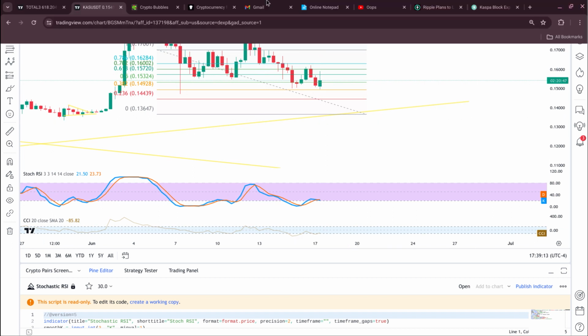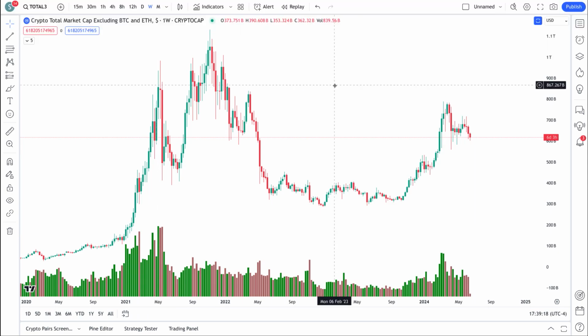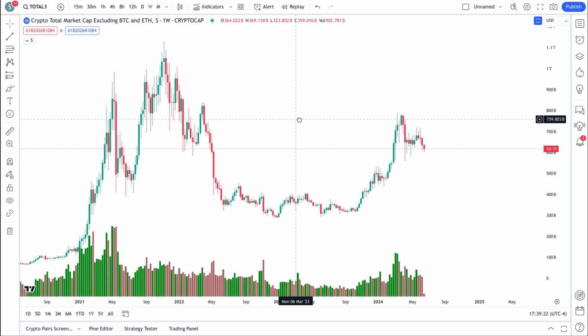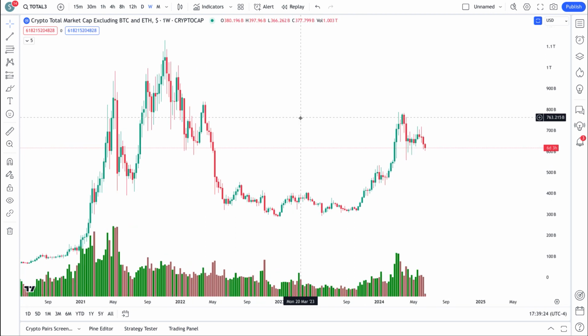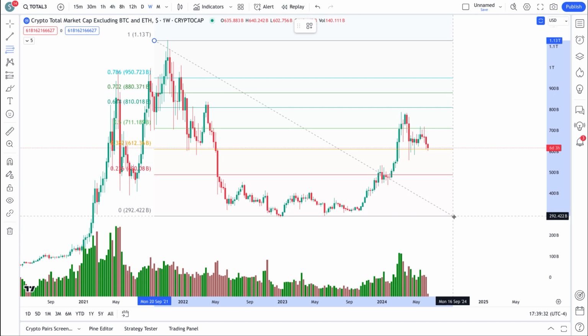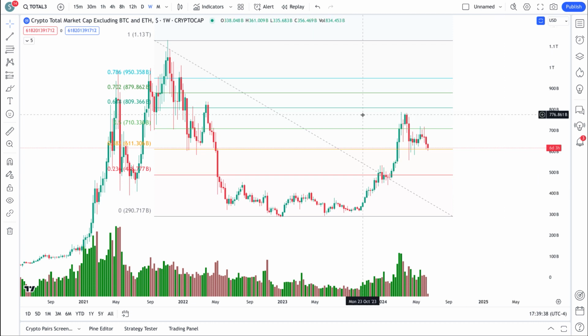Now, a couple things I want to show you, plus that article. Okay, if you come over here to the Total 3, this is the total market cap excluding Bitcoin and Ethereum. So they are obviously not involved in this. If you put a fib on this, we are right about, yeah, we'll call it there. All right, 618's up here. Haven't even hit the 618 on this thing yet.